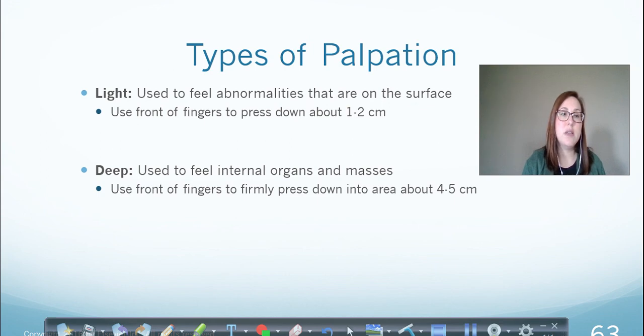Another example of deep palpation would be during a pelvic exam when a physician is checking the ovaries and uterus on a female patient. She might see if she can feel those ovaries. Sometimes that's not a good sign. So that would be another example of deep palpation.